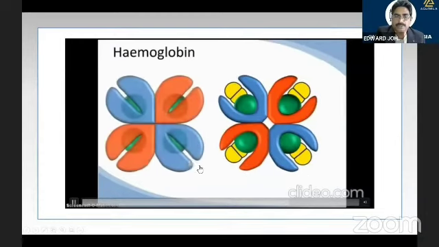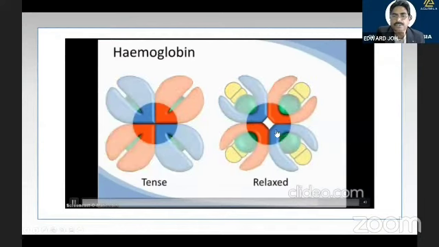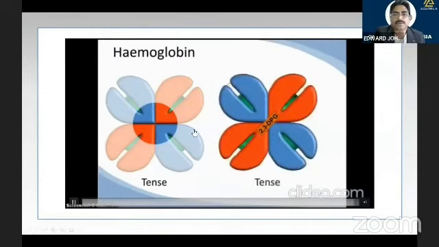The molecule without oxygen is called the tense form. Now what happens? The 2,3-diphosphoglycerate comes in contact with this relaxed form and it causes the release of the oxygen. So this is the configurational change of the hemoglobin according to the oxygen.